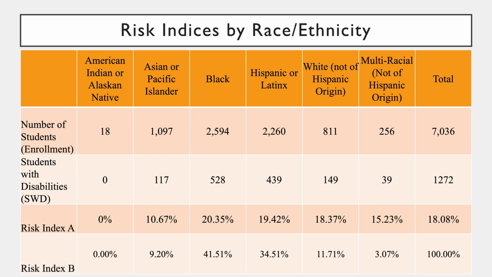So what does this mean? As we go from left to right, our Asian Pacific Islander students are 9.20%, which means of the total number of students with disabilities, 9% identify as Asian Pacific Islander, 41.5% identify as Black students, 34.5% identify as Latinx, 11.7% identify as white, and 3% identify as multiracial, right?